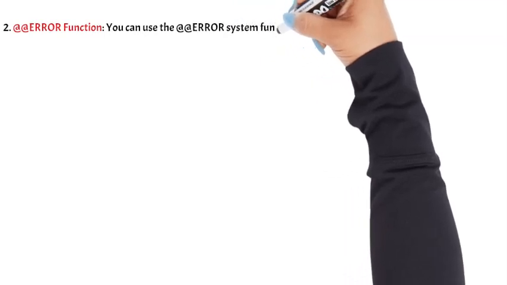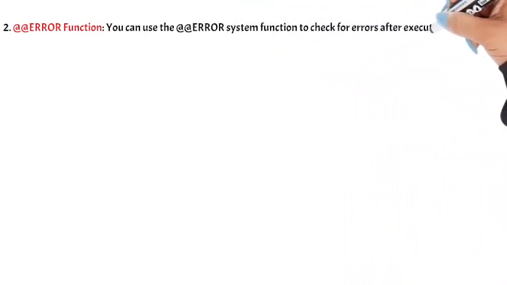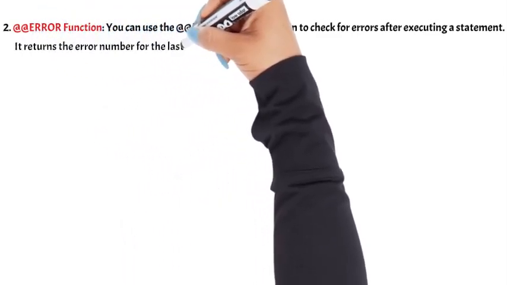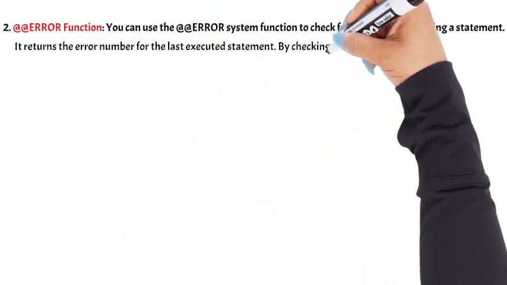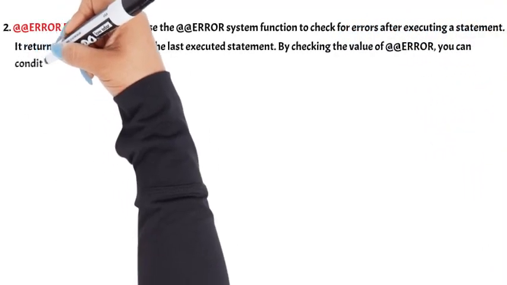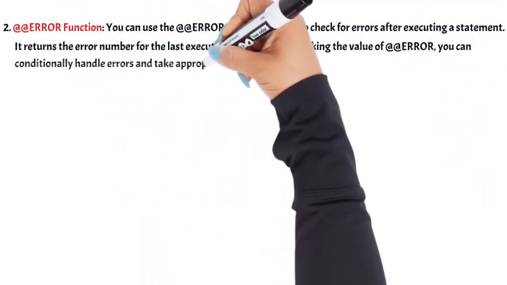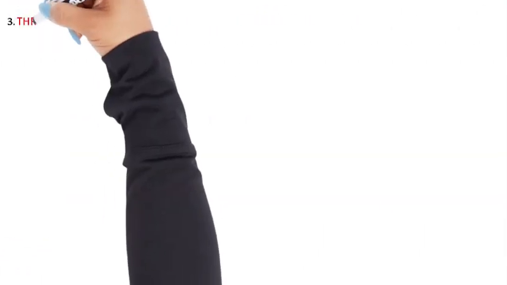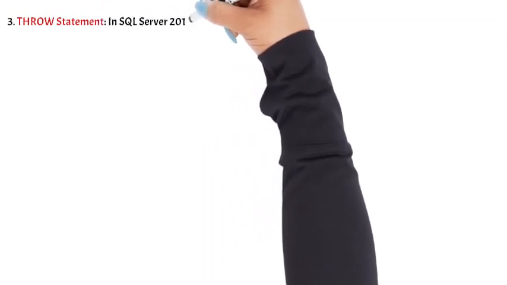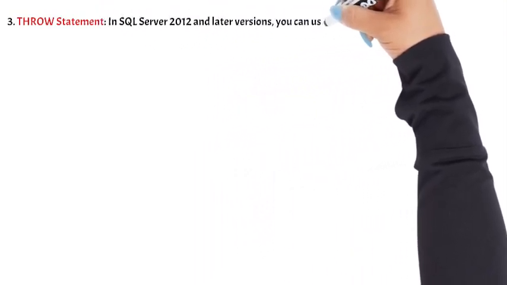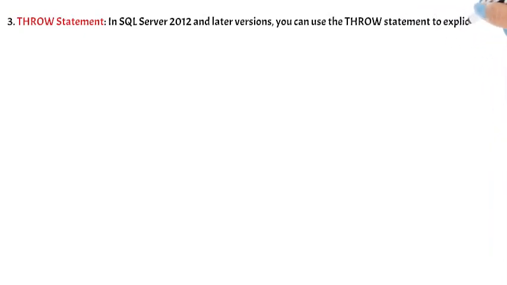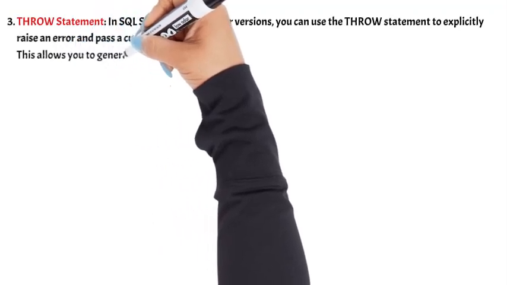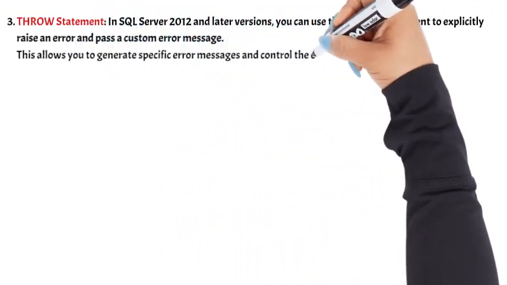2. @@ERROR function. You can use the @@ERROR system function to check for errors after executing a statement. It returns the error number for the last executed statement. By checking the value of @@ERROR, you can conditionally handle errors and take appropriate actions. Example. 3. Throw statement. In SQL Server 2012 and later versions, you can use the throw statement to explicitly raise an error and pass a custom error message. This allows you to generate specific error messages and control the error flow.